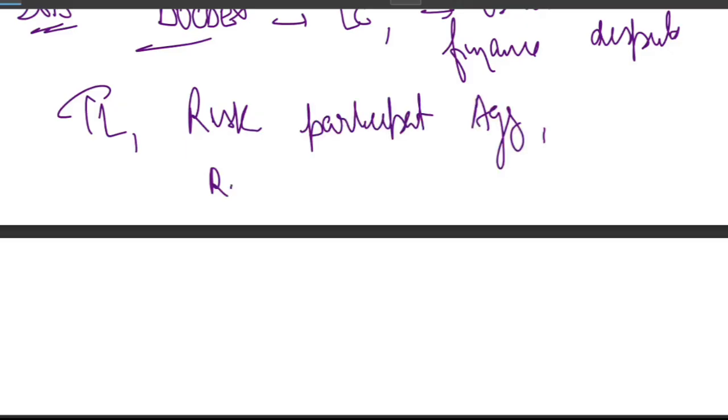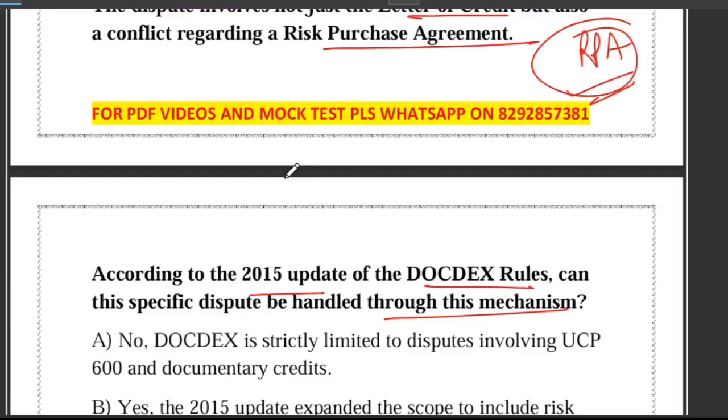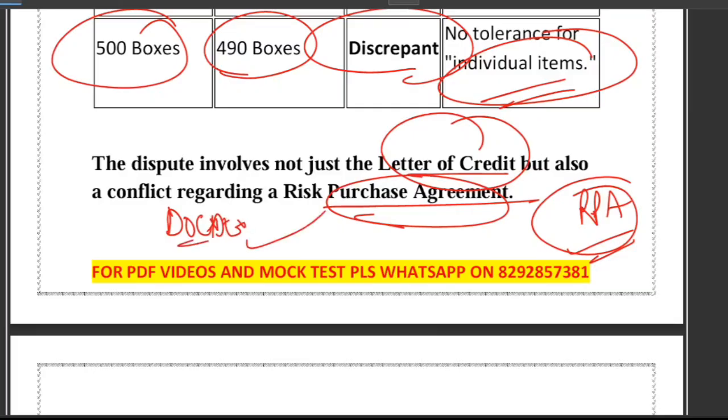It covers negotiable instruments, and it covers syndicated facilities and traditional LC guarantee disputes. So if we talk about this particular case, if the dispute includes LC plus risk participation agreement, yes, DOCDEX can handle it. That is the revision made in the year 2015.